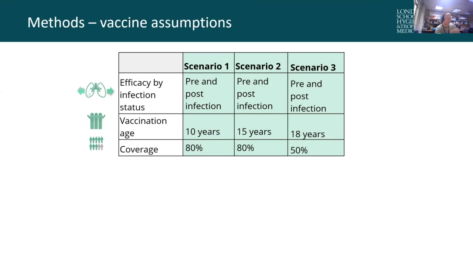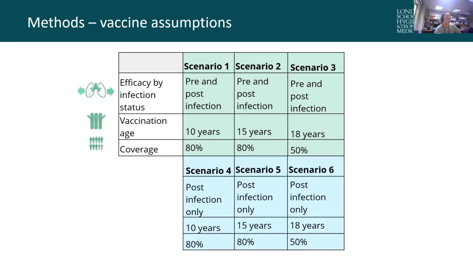We have our vaccination ages as the columns. So we start with 10-year-olds and 15-year-olds, both again at 80% coverage, and 18-year-olds at 50%. So the top row is stopping you from getting infected with TB and from getting TB disease. The bottom row is this post-infection only vaccine that's stopping you from becoming sick once you are infected.